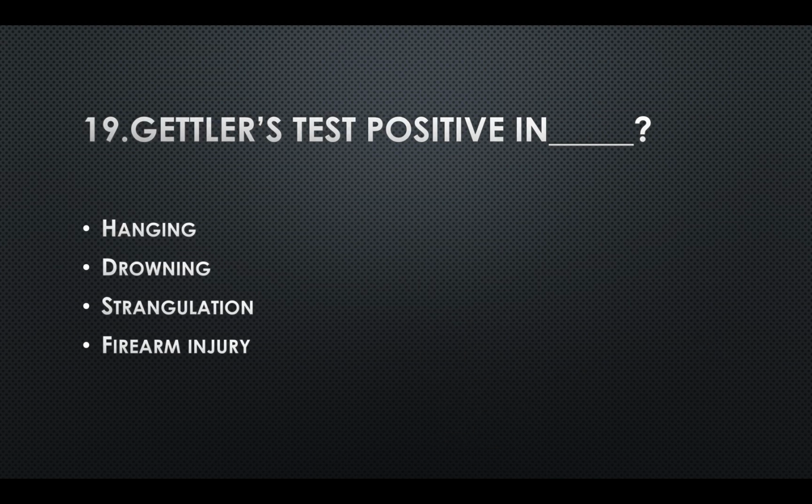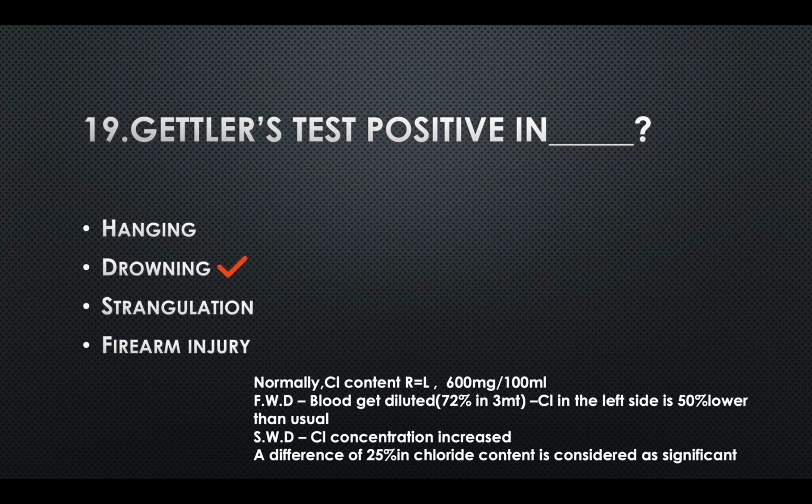Gettler's test is positive in: option A hanging, option B drowning, option C strangulation, option D firearm injury. Answer: option B drowning. Gettler's test: normally, the chlorine content is equal in both right and left side. Its normal value is 600 milligram per 100 ml.